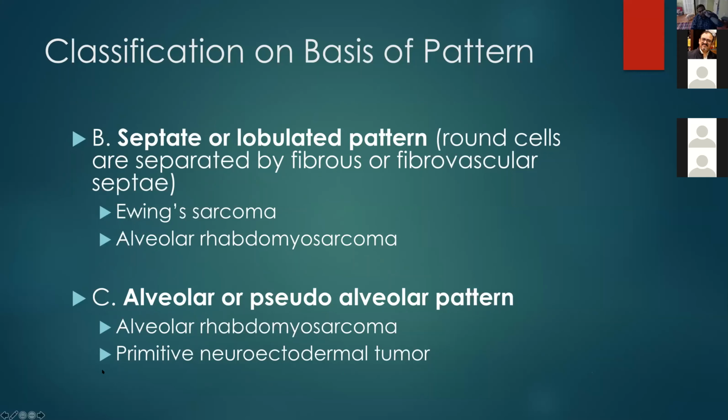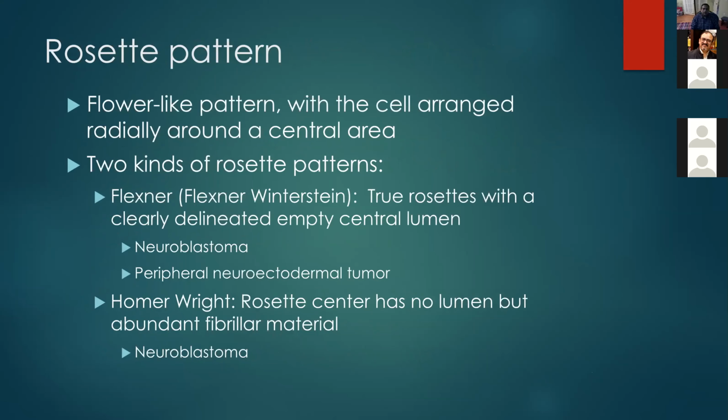I don't know if you remember, it was known by the acronym PNET, primitive neuroectodermal tumor. These are typically seen in children, and are absolutely devastating tumors. Then you can have a rosette pattern. There are several tumors, but the classic example is neuroblastoma. Neuroblastoma produces these beautiful flower-like structures, which are known as Flexner-Wintersteiner or Homer-Wright rosettes. That doesn't mean they're specifically limited to neuroblastoma. You can see rosettes in many other tumors.